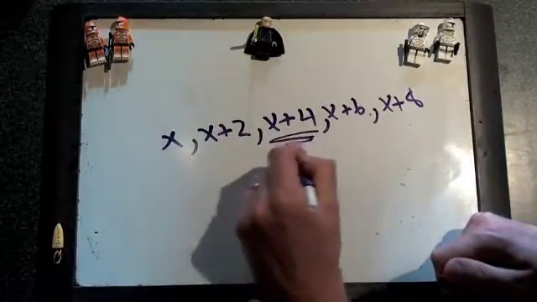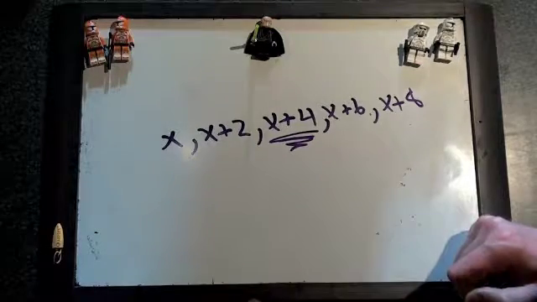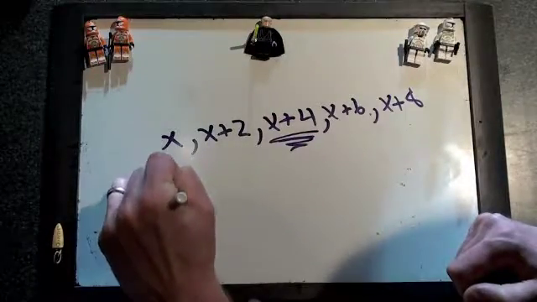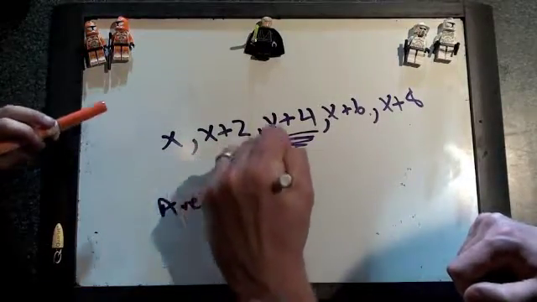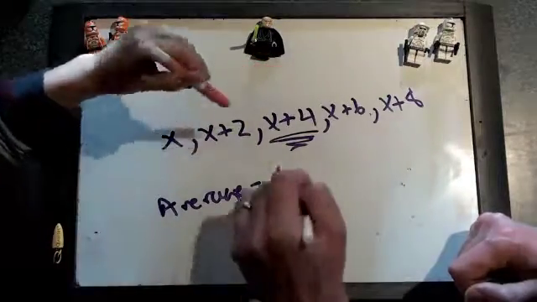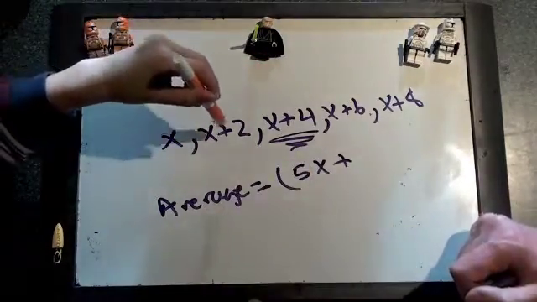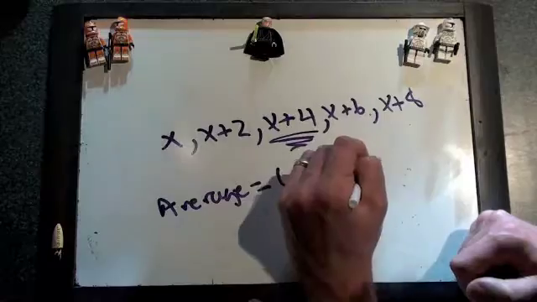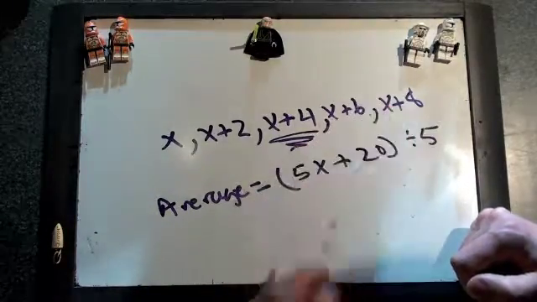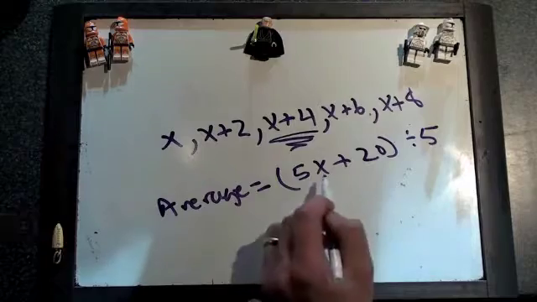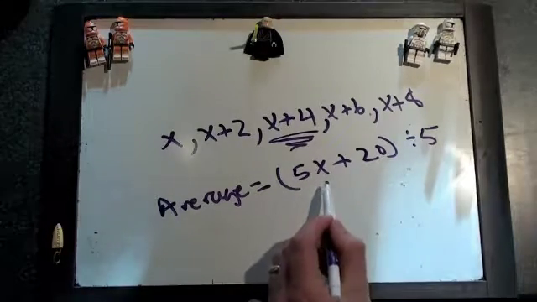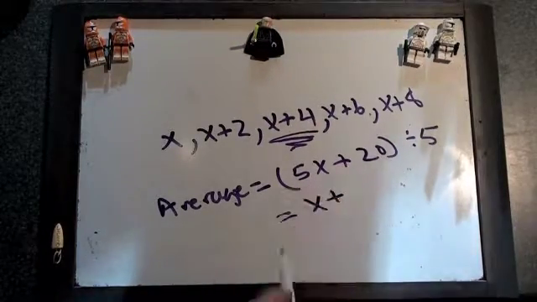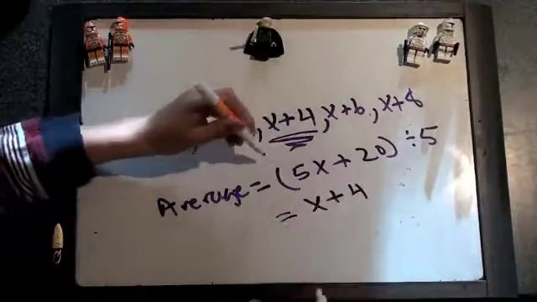And we're thinking that it's going to be the one right in the middle. So what if we add these 5 numbers together, what do we get? How many x's do we have? 5x plus 20. Okay, and we have to divide this by 5 to get the average because we have 5 numbers. What's 5x divided by 5? It's x. And what's 20 divided by 5? 4.